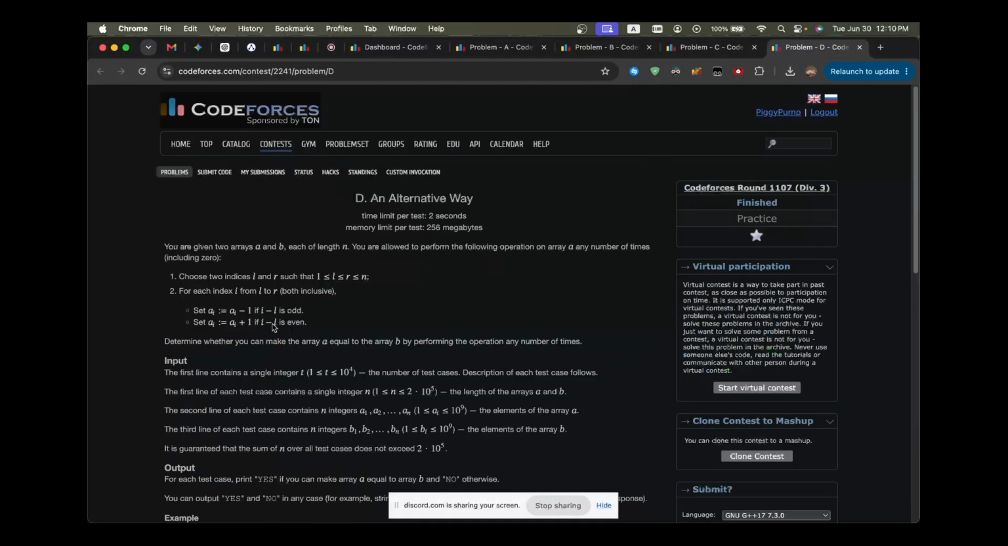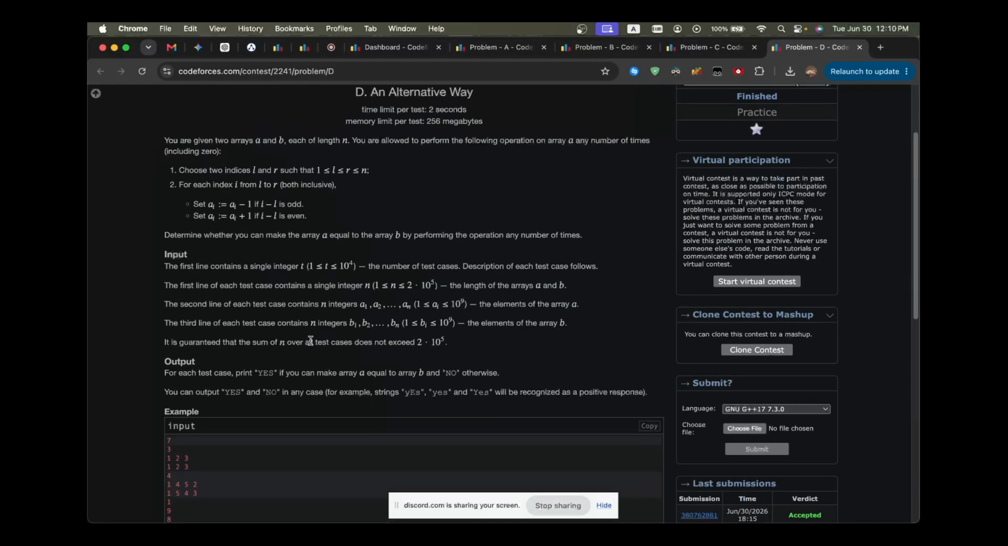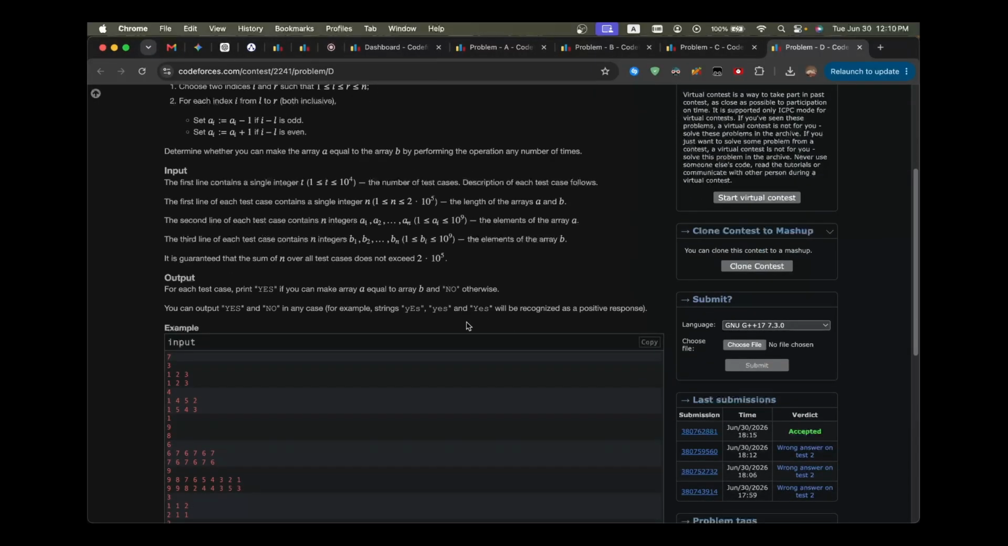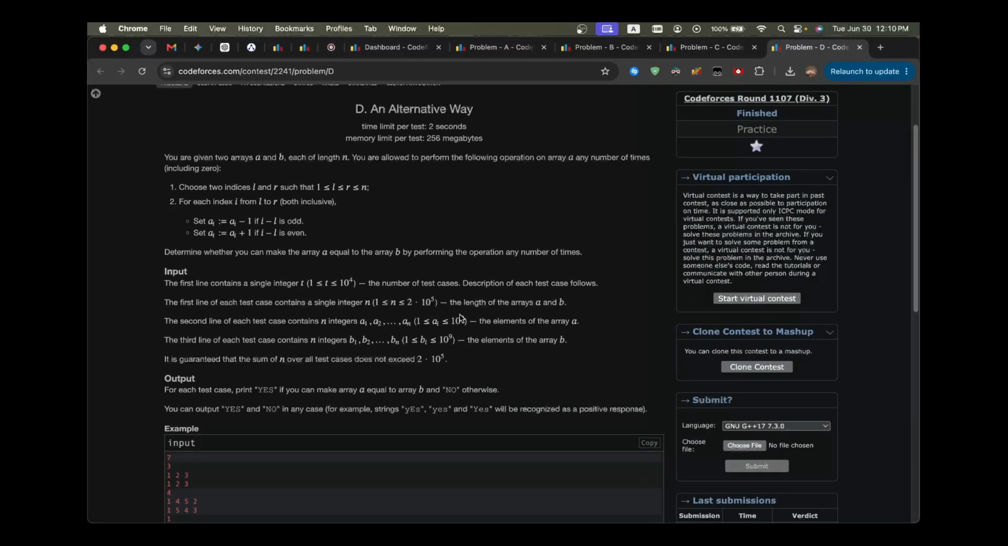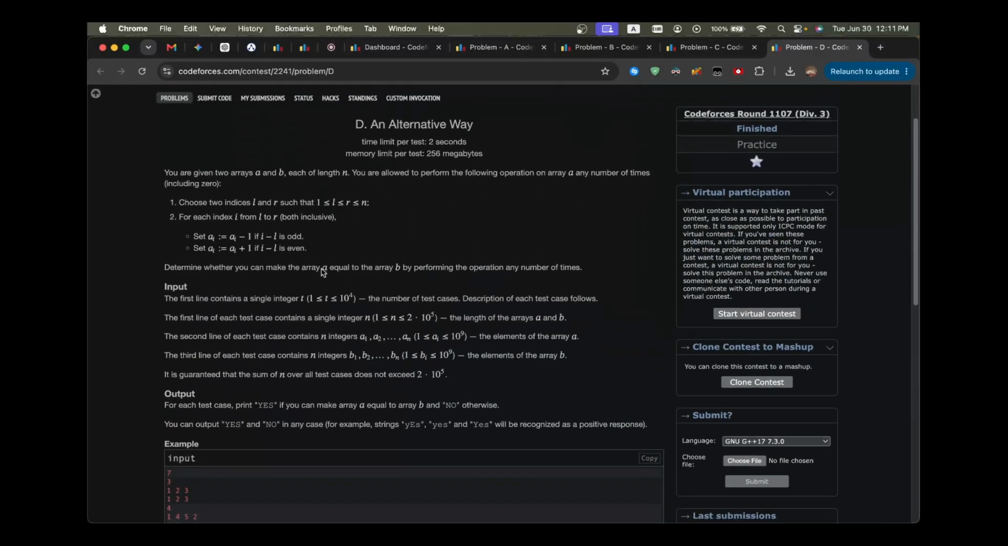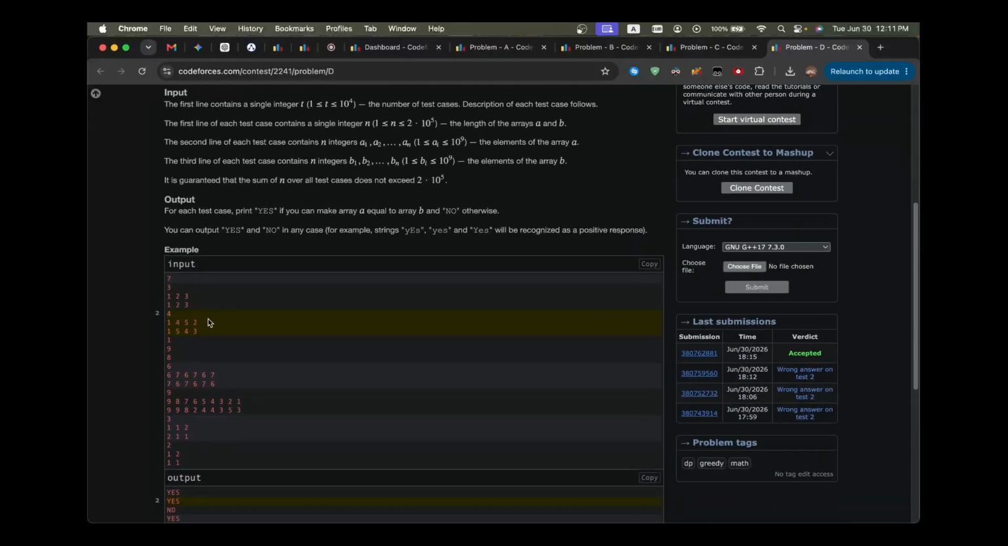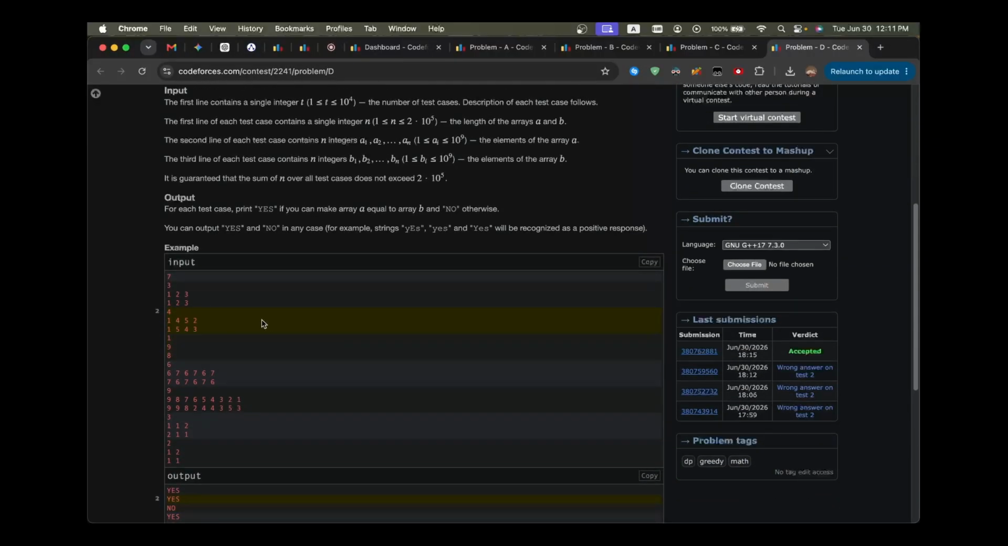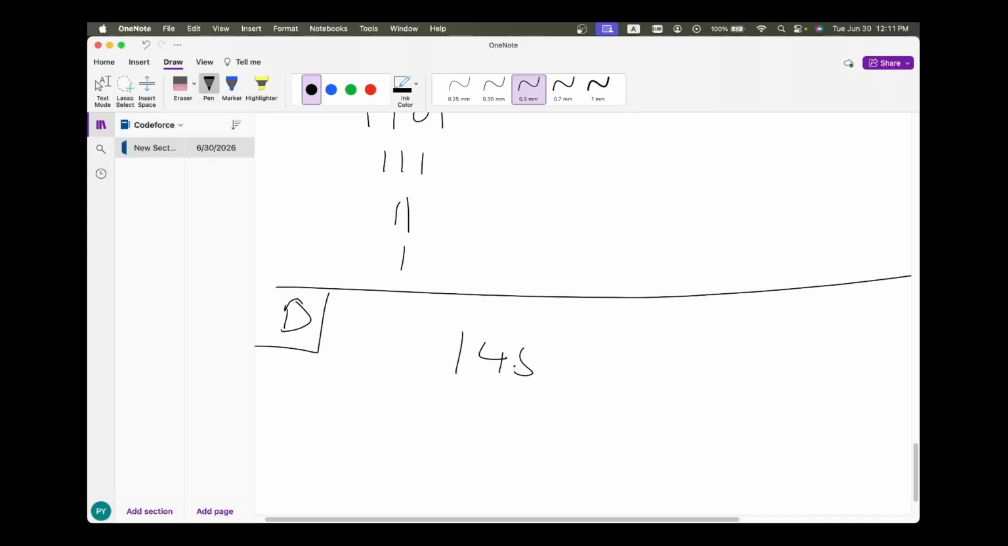This was an interesting one. So we're given two arrays, and the goal is to make array A equal to array B by performing this operation any number of times. Let's take a look at the second example: 1, 4, 5, 2, and 1, 5, 4, 3.